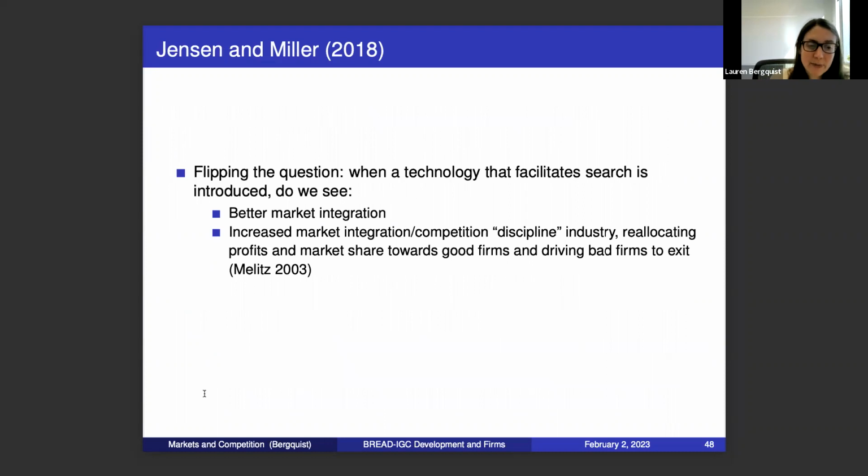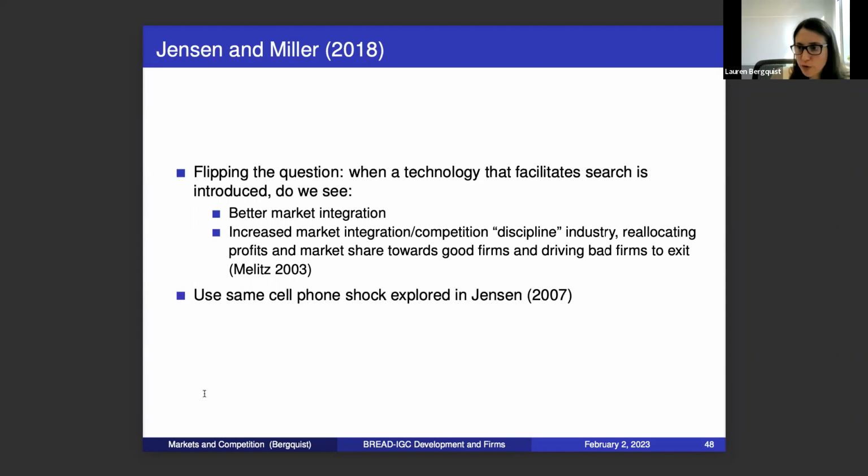Okay, so this Jensen and Miller piece basically says, when a technology comes in that facilitates search, that essentially reduces some of these information frictions, do we see better market integration? And does that increased market integration lead to competition disciplining the market? So do we see a reallocation of profits and market shares towards the good firms and away from the bad? And this is a micro empirical example of a very classic Melitz model of the pro-competitive effects of trade or increased market integration.